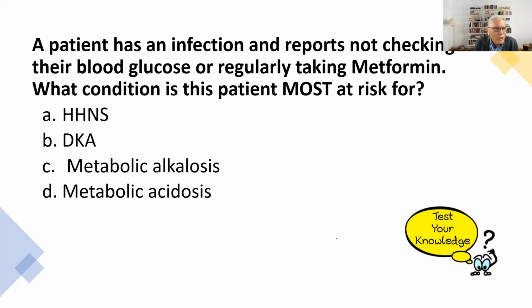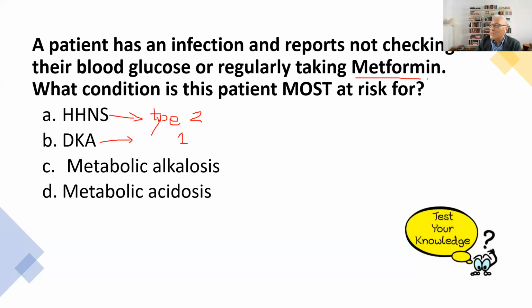This is a tricky question. Okay, some of you answered HHNS and some of you answered DKA. All right, so where is HHNS usually going to occur? Is it type 1 or type 2? Usually in type 2 patients. And of course, it could also occur in type 1, but it's more in type 2 patients. DKA can occur in both, but it's usually in type 1 diabetic patients.